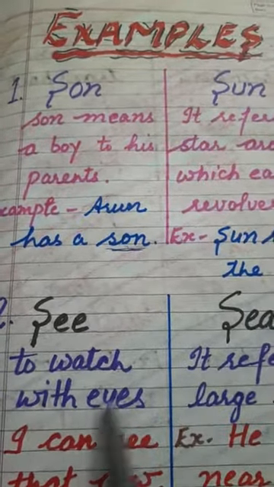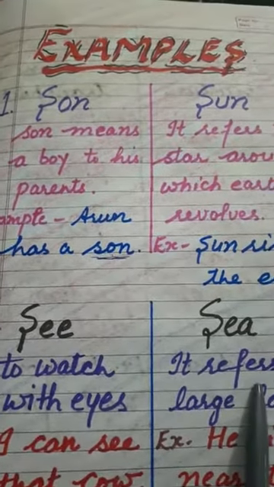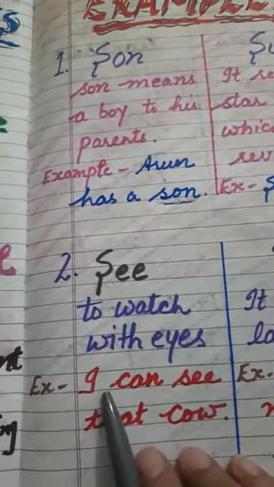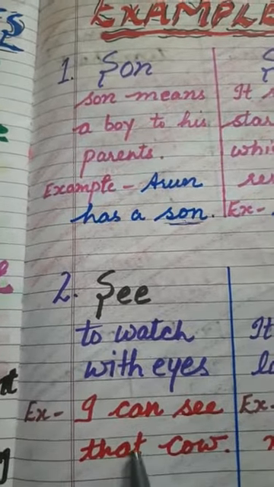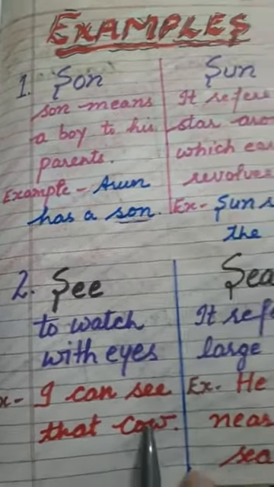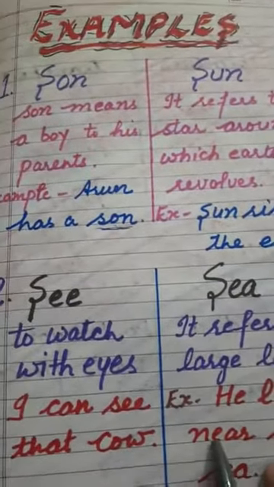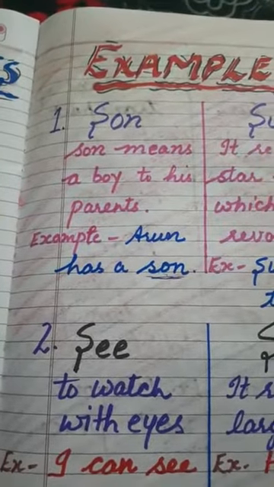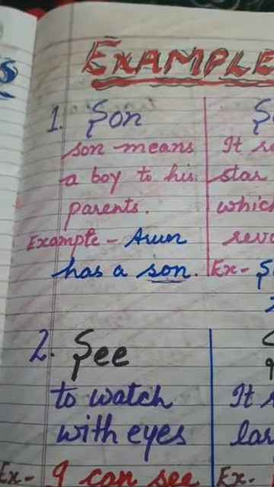Their meanings are completely different. Here see means the use of eyes, and this sea means a large lake. Is that clear? Let's talk about the example. I can see that cow. Here you are talking about a cow and you can see that cow with your eyes. And this sea means, he lives near the sea. वो समंदर के नज़दीक रहता है. It means his house is near a large lake, means near the sea.